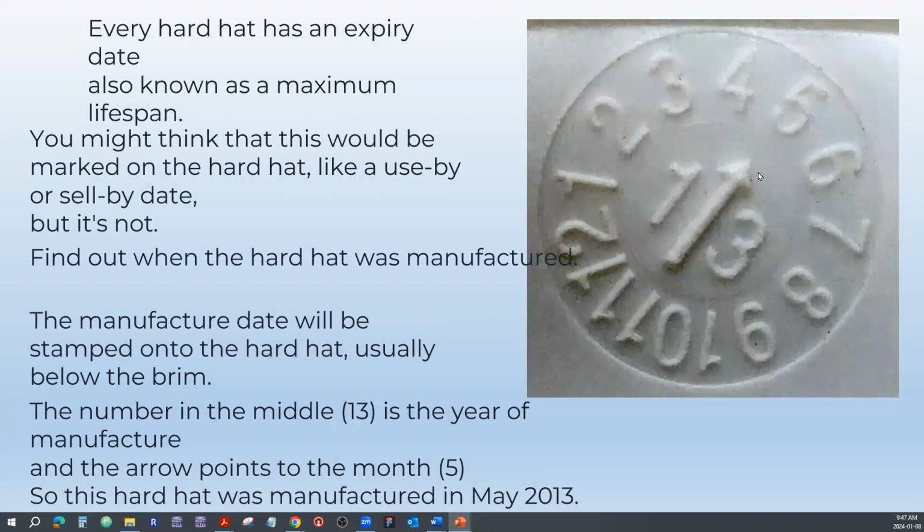All right, and the stamp goes as such. You have the little number inside, and you have a bunch of numbers on the outside of the ring. Look, there's 1, 2, 3, 4, all the way up to 12. Well, you know what? These are 12 months. Thank you, Christian. And this one here is the year. So this hard hat was made in May 2013.